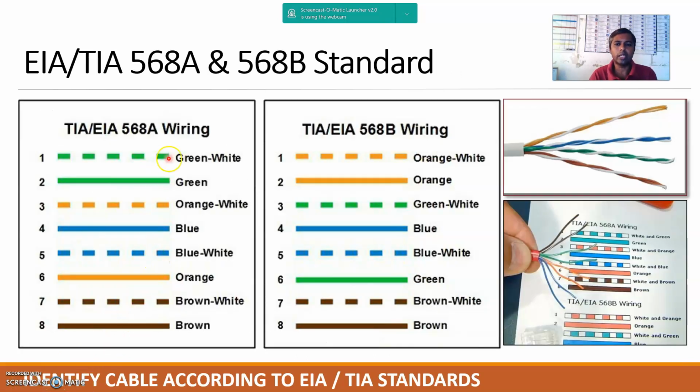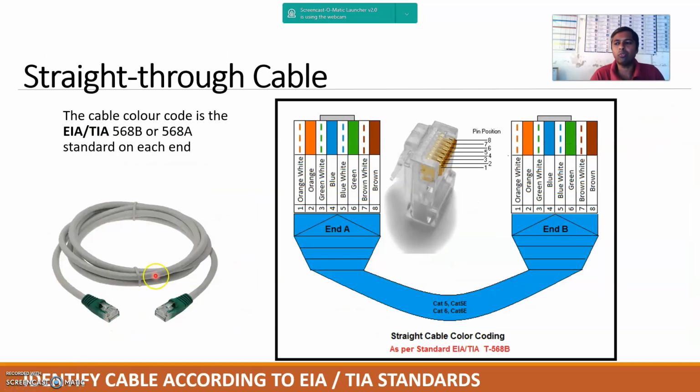This is the 568 standard, A and B. The A standard starts with white green, then green, white orange, blue, white blue, orange, white brown, brown. TIA/EIA 568B starts with white orange, orange, white green, blue, white blue, green, white brown, brown. These standards are used to create two types of cable.